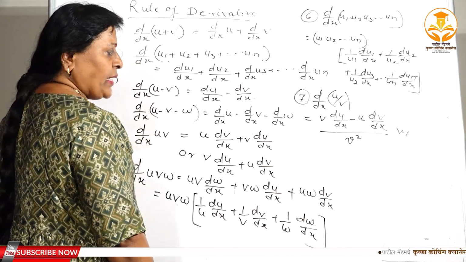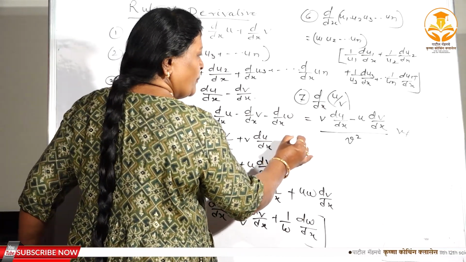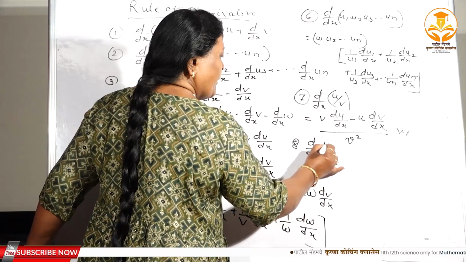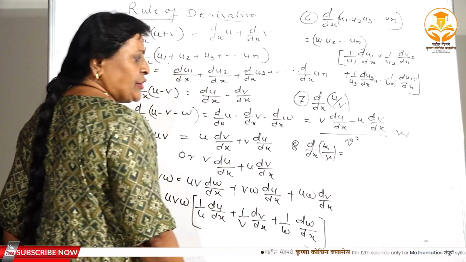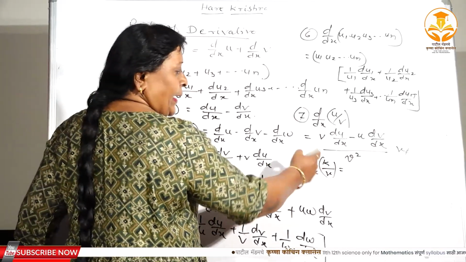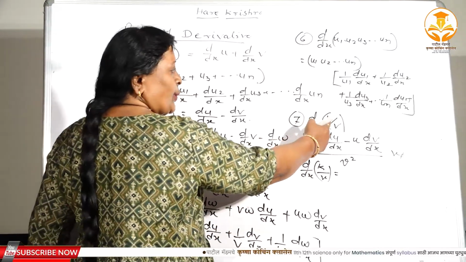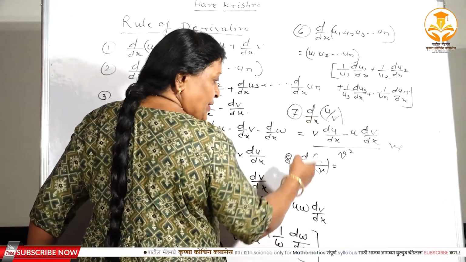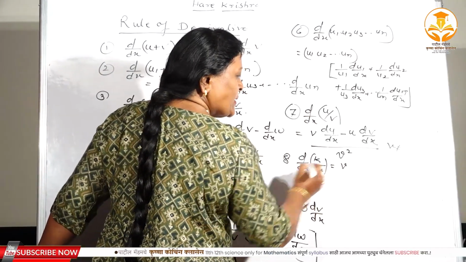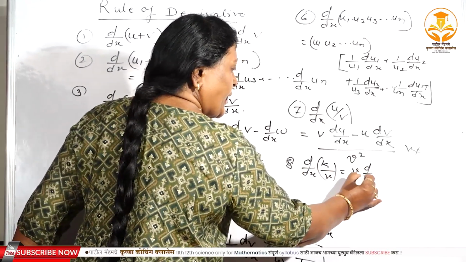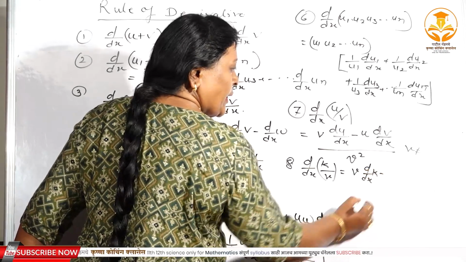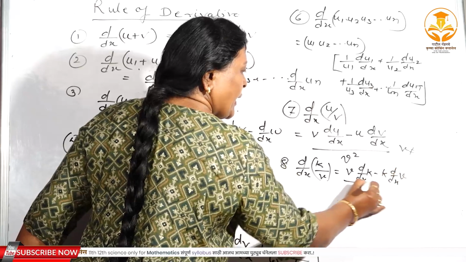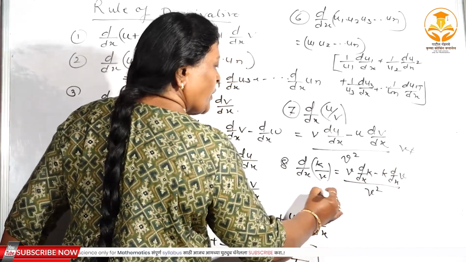Isn't it? Now here again eighth one, d/dx of k divided by v. Again the same division rule, but here this k is a constant and here v is the function. See how will you work this division rule here. Again v remain as it is, take the derivative of k minus k remain as it is, take the derivative of v, isn't it, divided by v square, right?